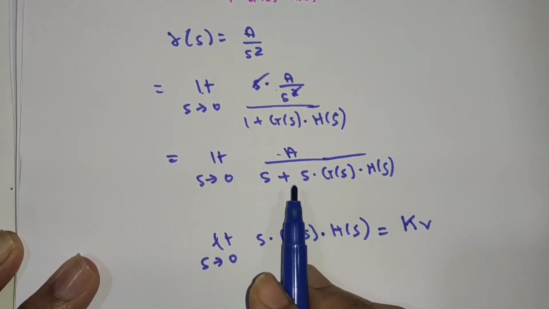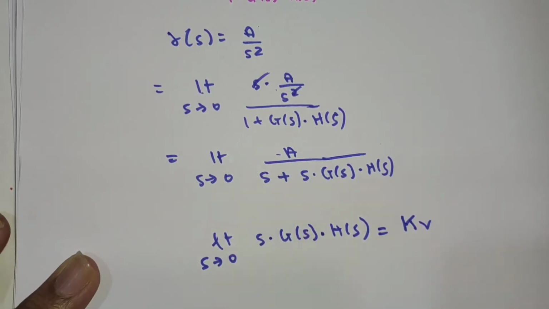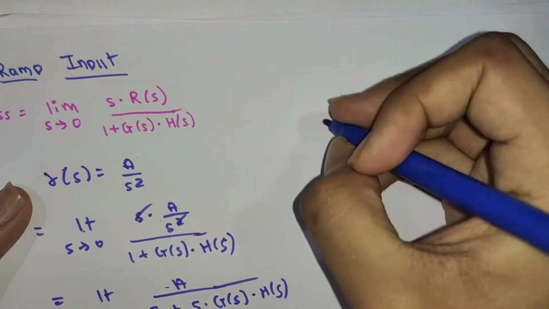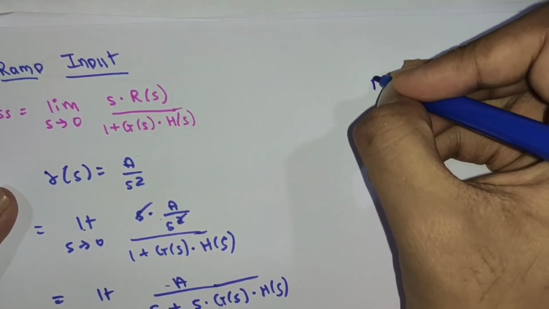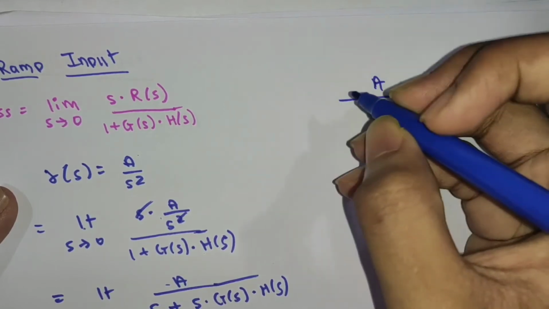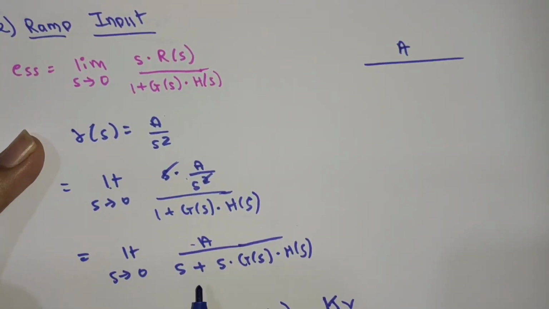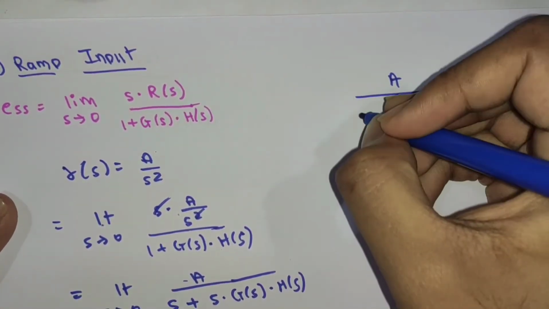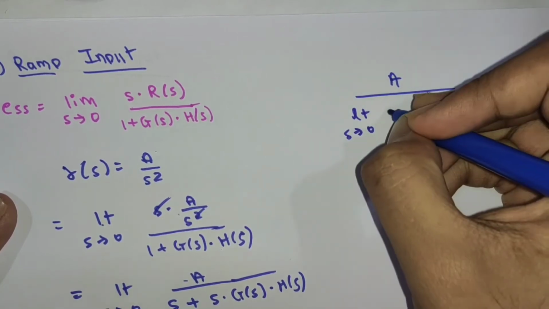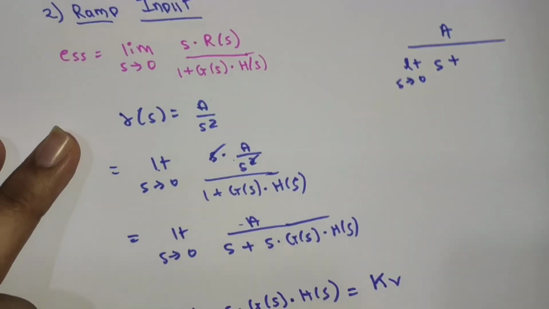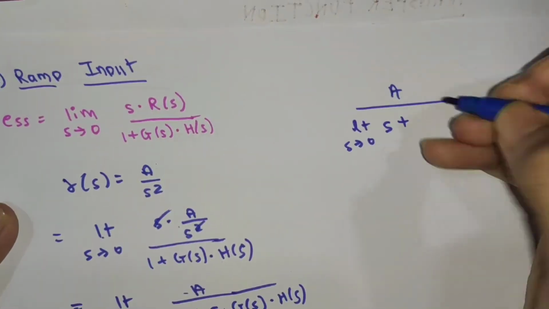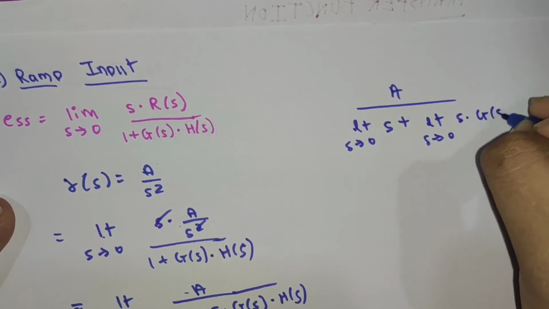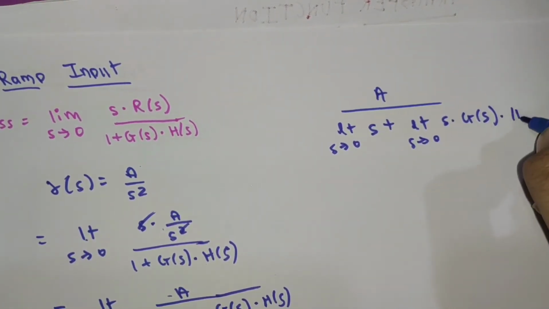So here you can see this A is the only constant. I am going to write this as A upon, here S is there, so that is not a constant. You have to remember that this S is not a constant. So I am going to write limit S tends to 0 of S plus, again a limit over here, limit S tends to 0 of S into G(s) into H(s).